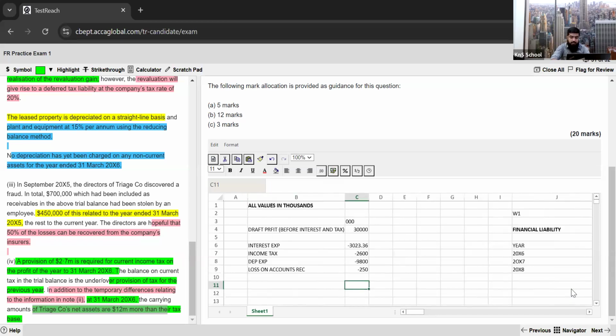So let's calculate the adjusted net profit with 30,000 and all these adjustments. The bracket will be closed. So 14326. It is basically the adjusted net profit after interest and tax.